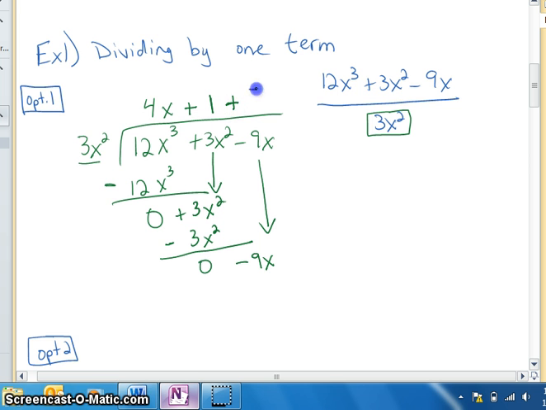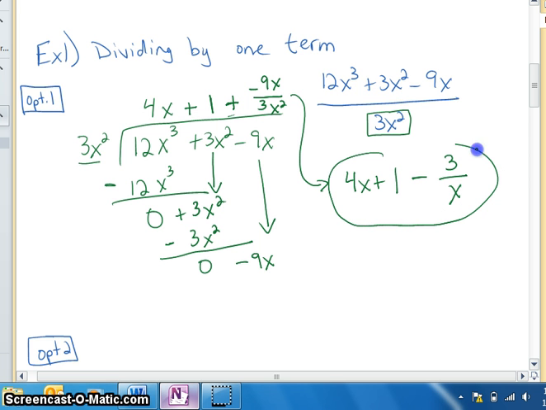I'm going to add negative 9x over 3x squared. Can I then reduce this fraction? So my final answer will become 4x plus 1. If I'm adding a negative, that's just like subtracting. 9 divided by 3 is 3. x divided by x squared is x left in the denominator. So there's my final answer. So I can do that.